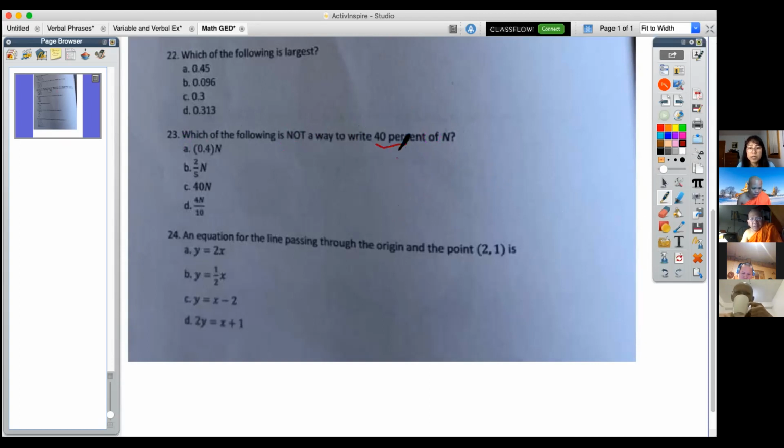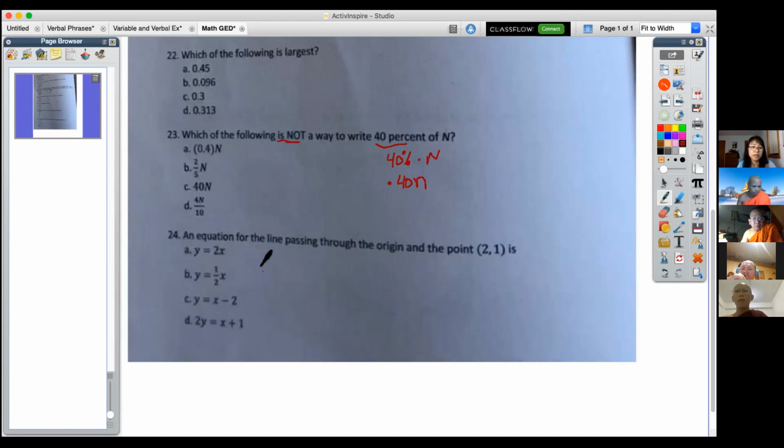So this is 40% multiplied by n. And in mathematics, we don't write percent when we calculate, so we change that to a decimal. So this is 40% of n. When we multiply, we just put a letter and a number together. So this is how you write 40%. So which one is not? Looks like A. All right.